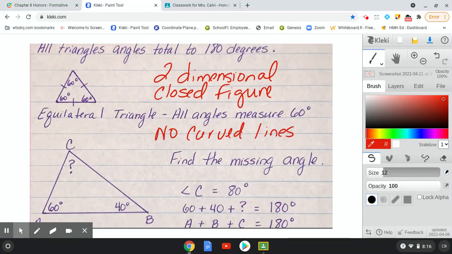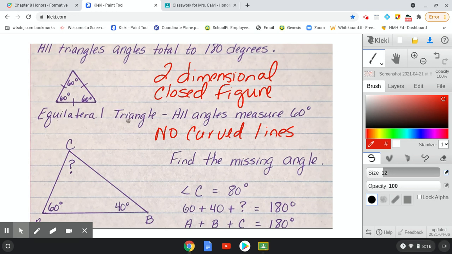Now, the first polygon we're going to talk about is a triangle. If you think about it, a triangle is the first polygon because it has the least amount of sides to have a closed figure. Important information: all triangles have angles that total 180 degrees. When you add up the interior angles of a triangle, it has to total 180 degrees.